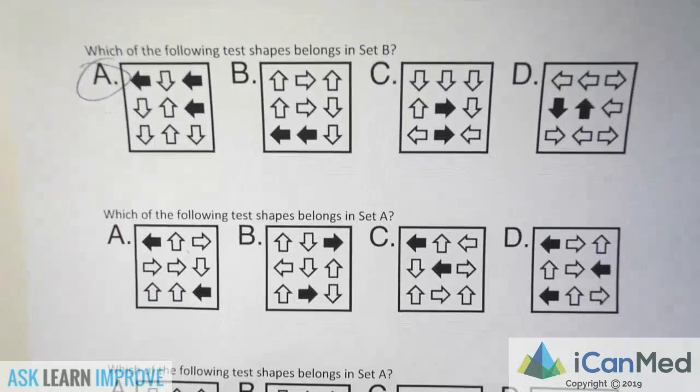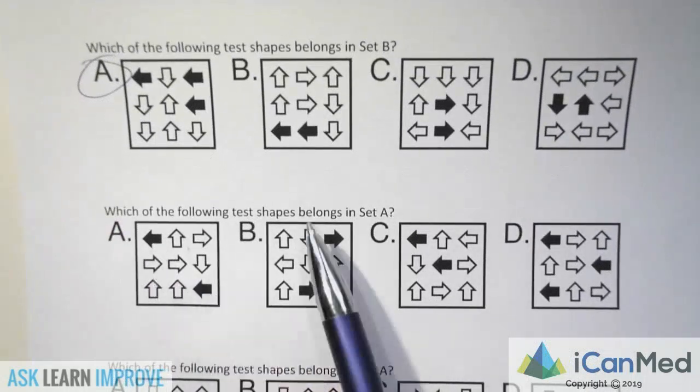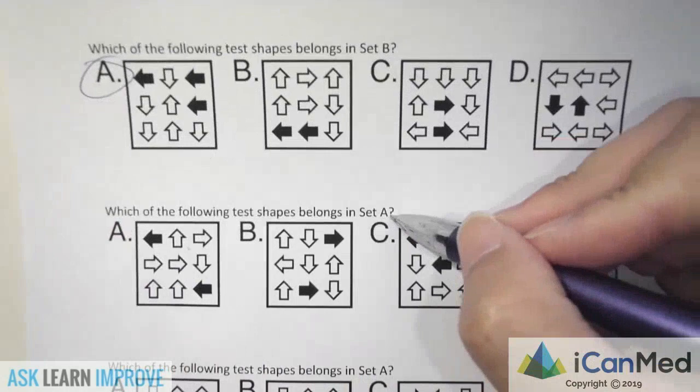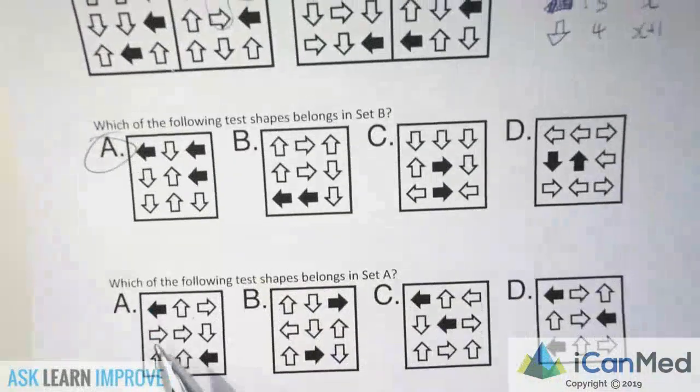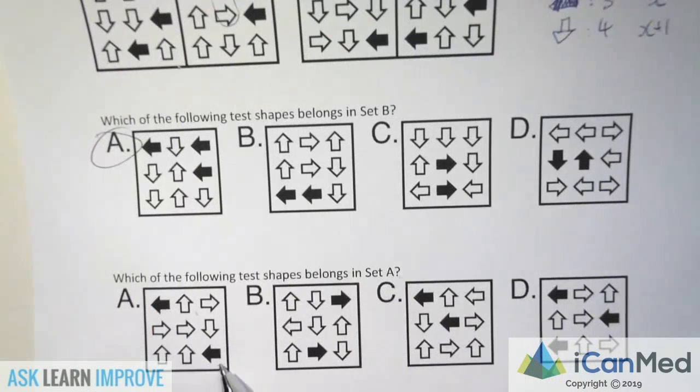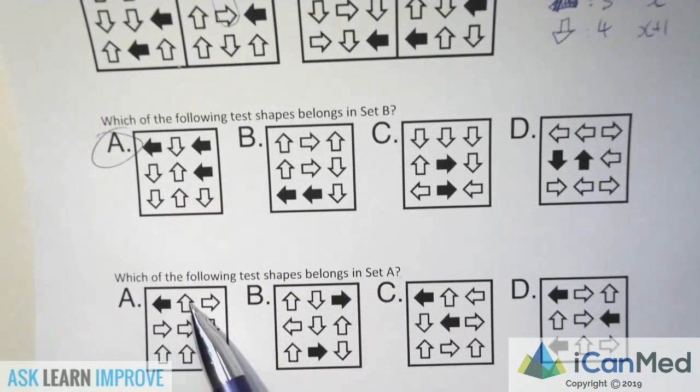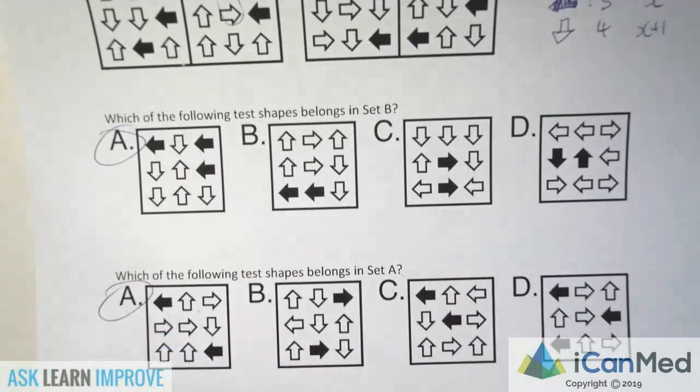Okay, now for the next one, it says which of the following belongs to set A now? Set A is our first set of rules. Here we've got 2 left arrows, so that means the number of up arrows should be 3. 1, 2, 3, that's correct. Number of down arrows should be 1, which is correct. So A should be our answer there.